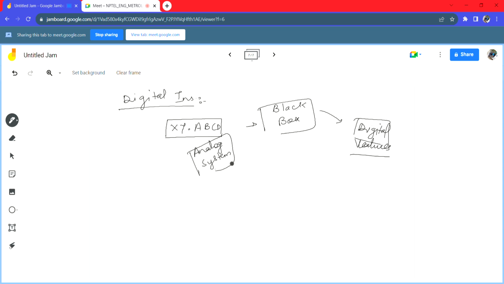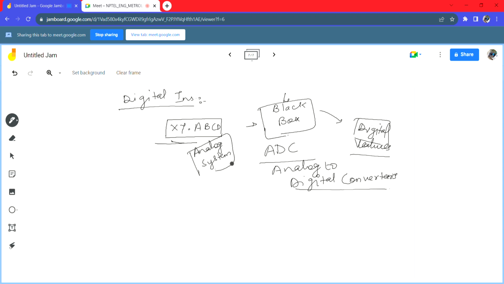Now we don't need to go into the detail of this black box, but for your information, this is called an analog to digital converter, that is itself a class of circuits that is being taught to the people who study circuits. So it gives us a value like this.